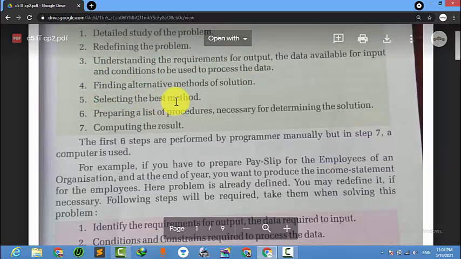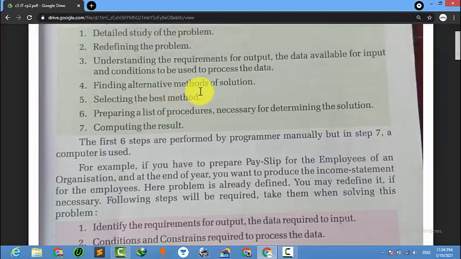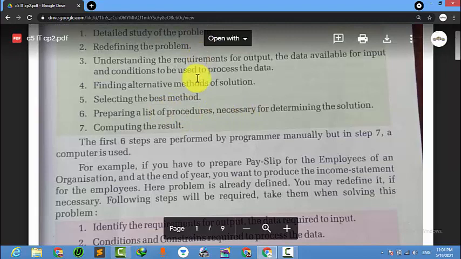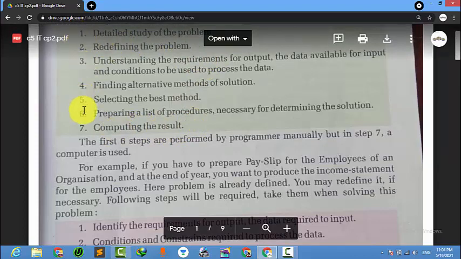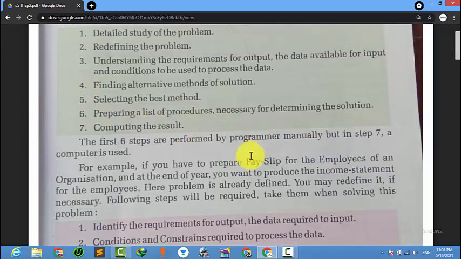In the fifth part, we will check which will be the best solution. Then six, prepare a list of procedures. In part six, we will make a list of how to come to a solution, determining the possible solution. Then in part 7, computing the result. This one is the conclusion part, right? Computing the result means that after going through the first 6 steps, the last step is to finalize the result.